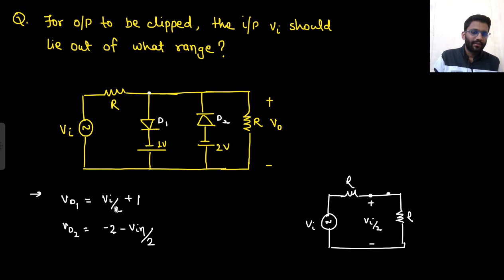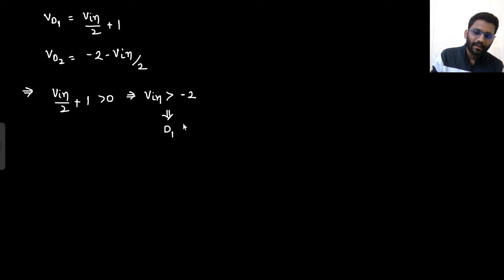When will diode D1 turn on? For diode D1 to turn on, you need Vin to be greater than minus 2, right? I will write the potentials again on the next page. VD1 is Vin by 2 plus 1, and VD2 is minus 2 minus Vin by 2, right? So when will D1 turn on? When Vin by 2 plus 1 is greater than 0, that means Vin is greater than minus 2. At that time, D1 turns on.